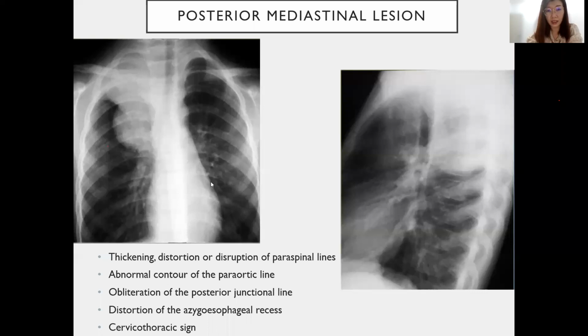All right. So for a posterior mediastinal lesion, you will see an abnormal contour of the para-aortic line if on the left-hand side, and distortion of the azygoesophageal recess. The cervicothoracic sign is the main sign we use to identify whether it's anterior or posterior. If a cervicothoracic sign is present, meaning the mass extends beyond and above the clavicle posteriorly, then it's posterior mediastinal.